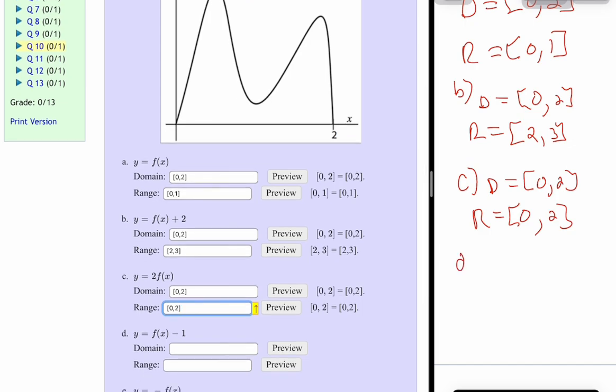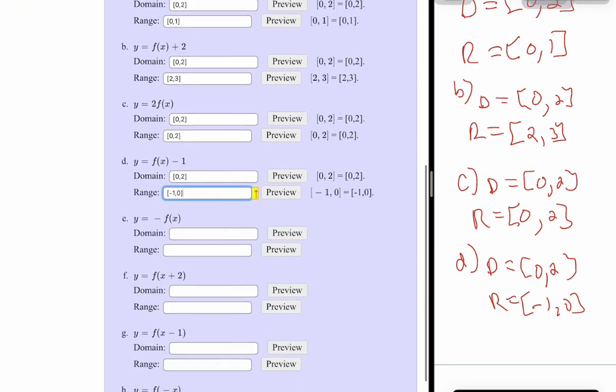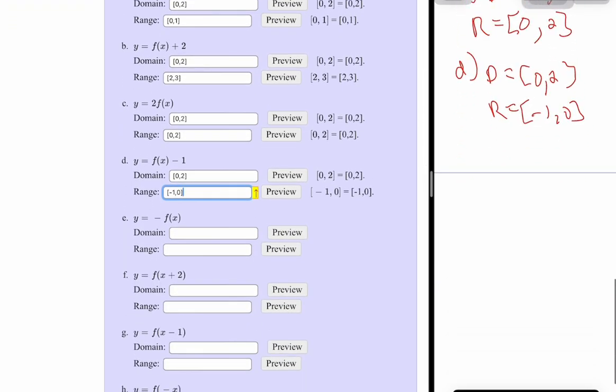Now let's take a look at D. D has something on the outside of the function. We have subtracted 1. That subtracts 1 from the range values. So the domain hasn't changed. But our range values, that 0 and 1, each have to go down by 1. So that's going to be -1 to 0. Let's look at E.